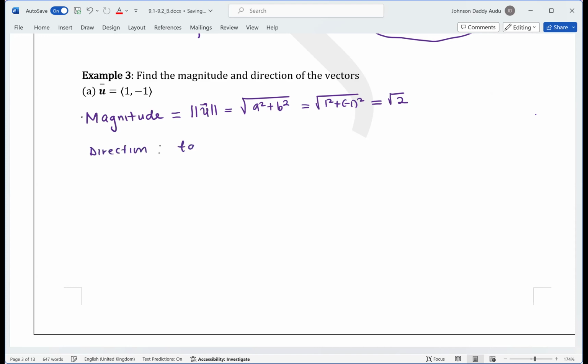For direction, you just use tan theta equals to what? B over A, which is equal to 1 over minus 1, over 1. So tan theta is equal to minus 1, right? Now, let's try to graph this one. This is going to be something like this.